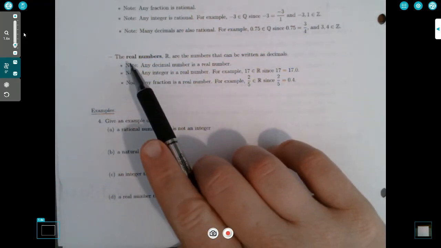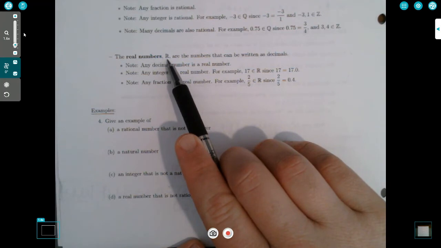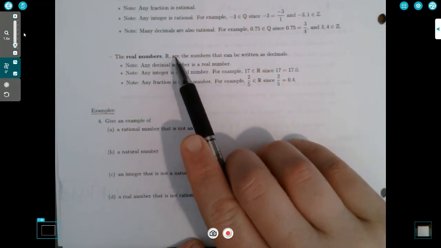And then finally, the next biggest set of numbers is the real numbers. The real numbers get the symbol R. And the real numbers are numbers that can be written as decimals. Any number that can be written as a decimal. So basically, any number. Okay? So any number is a real number.